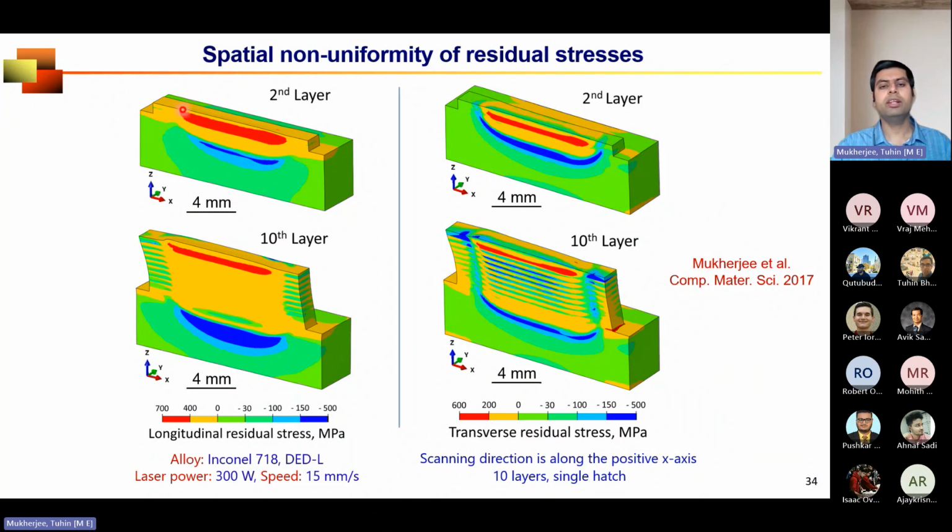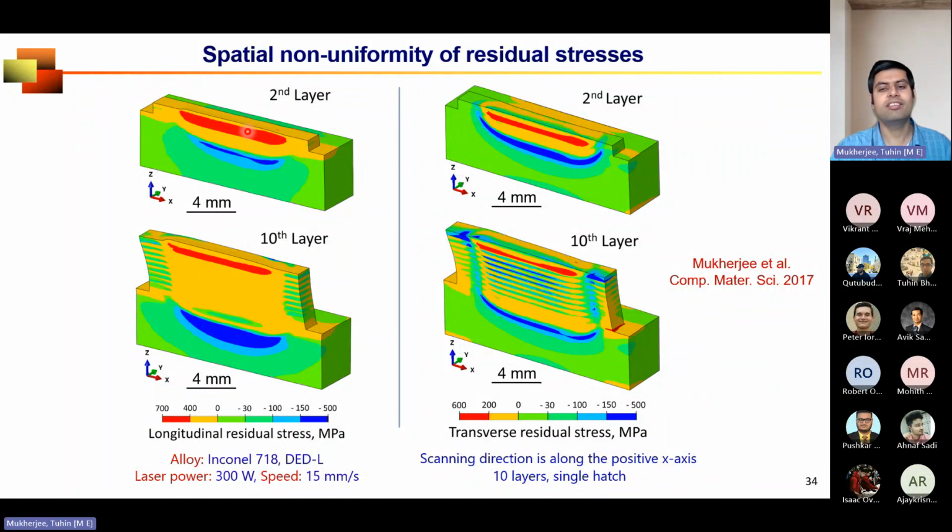Now you see, after the deposition of the second layer, for both components, you see high tensile stress near the top of the deposited part. So you can see here, it goes from tensile to compressive. Negative stress is compressive, positive stress is tensile. Now when you deposit subsequent layers, that high stress will be partially alleviated. Why? Because you are reheating and recooling the part while depositing subsequent layers, and that reheating and recooling will alleviate that high tensile stress that was supposed to be here.